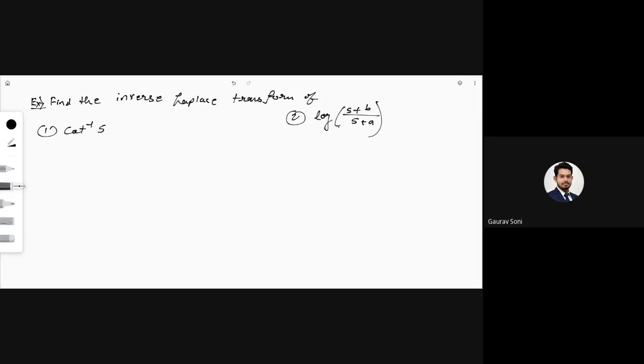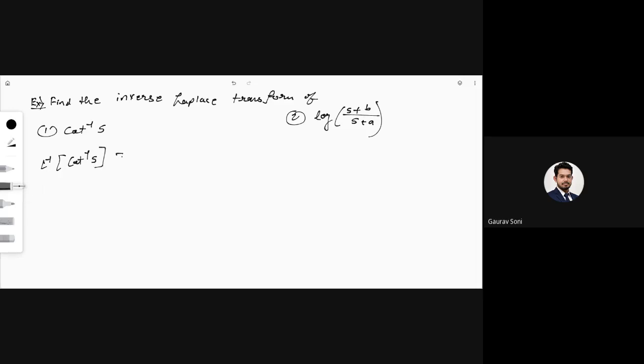Example: find the inverse Laplace transform of the first one, cot inverse s. And second, log of (s plus b) upon (s plus a). Okay. So Laplace inverse of cot inverse of s.